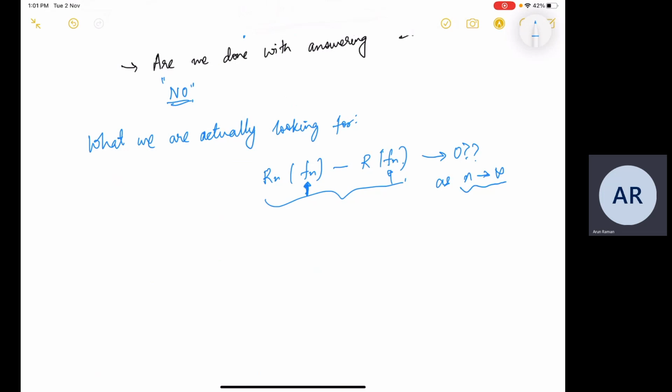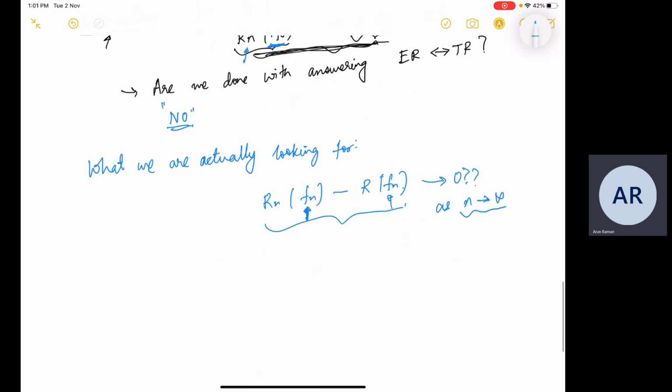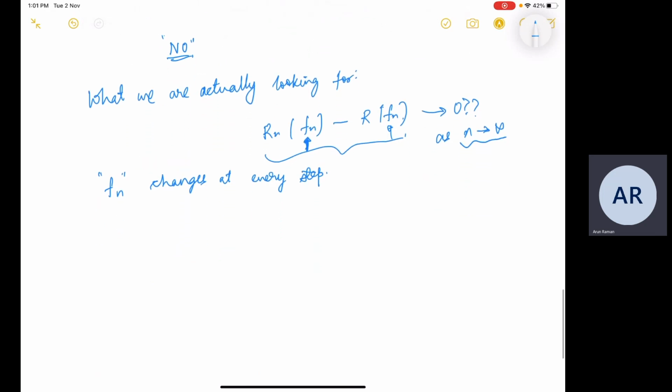Okay, so that is the important point: the function changes at every step. By every step we mean as n increases. Okay, so now let us discuss this more.